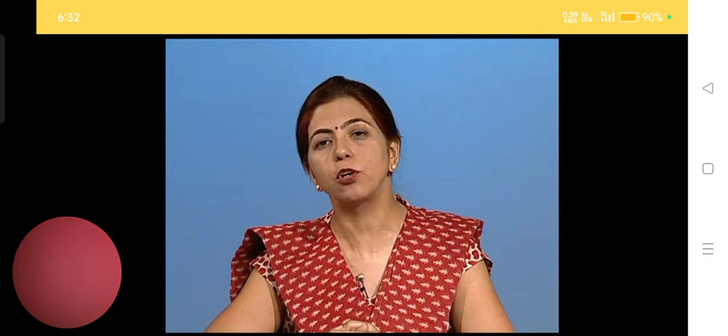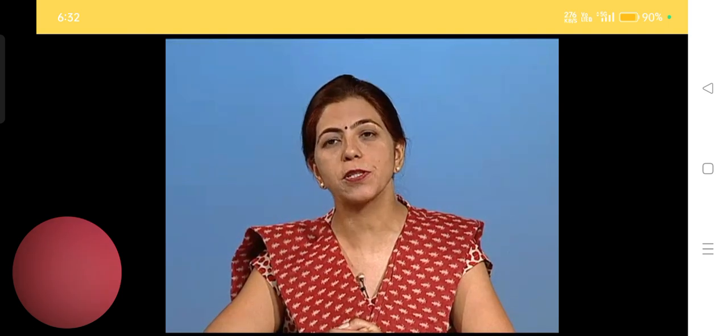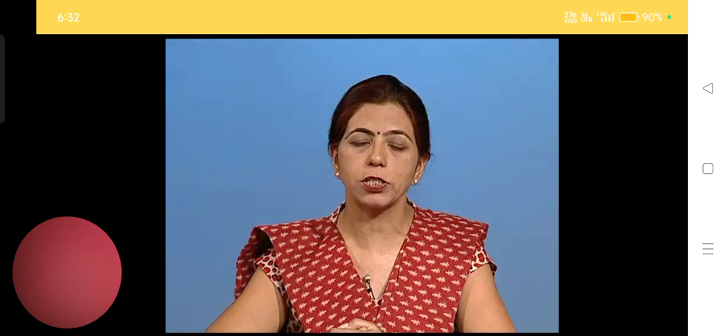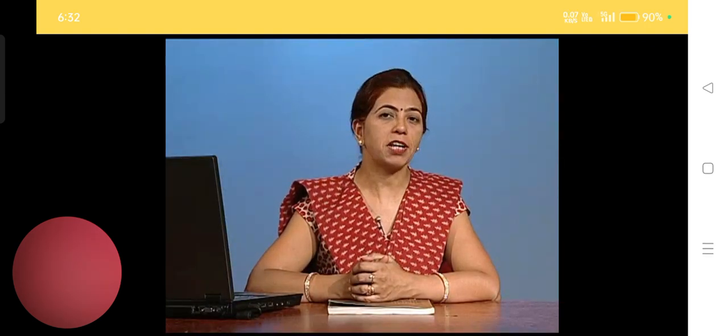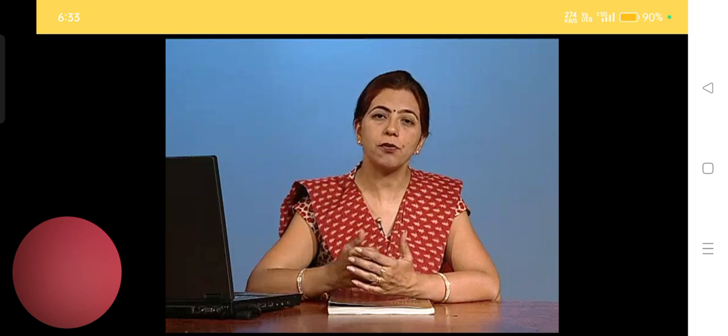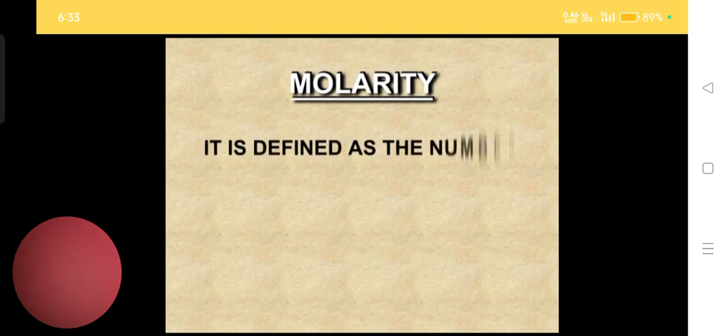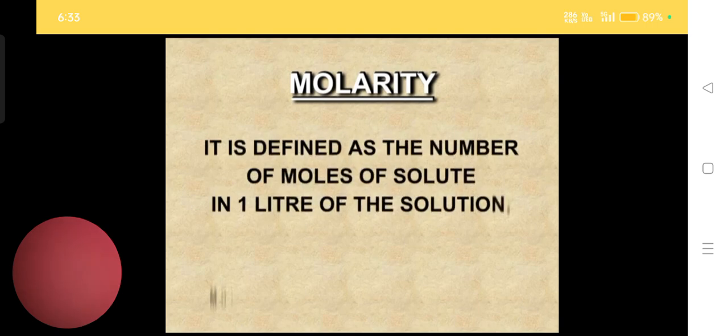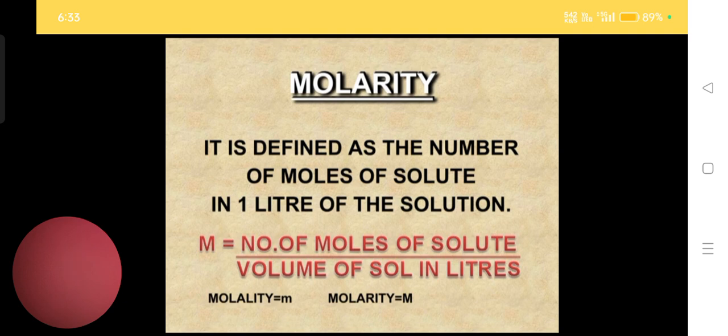For example, there is a solution which contains 5 grams of glucose. We have to calculate the mass percent of the glucose. How will you calculate? 5 upon 95 plus 5, into 100, because the rest of the amount is water. Molarity is defined as the number of moles of the solute in 1 liter of the solution. Just see the formula: M equals the number of moles of solute divided by volume of solution in liters. Here you can see that molarity depends upon the volume.